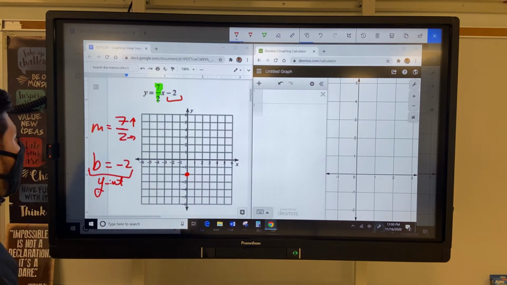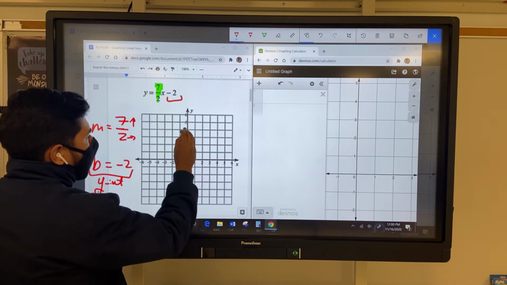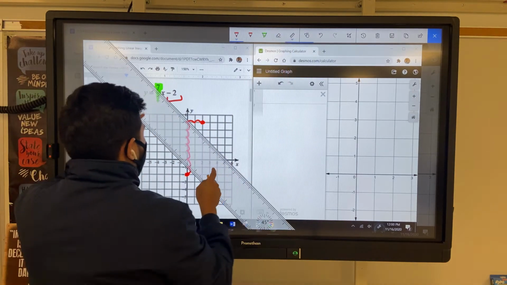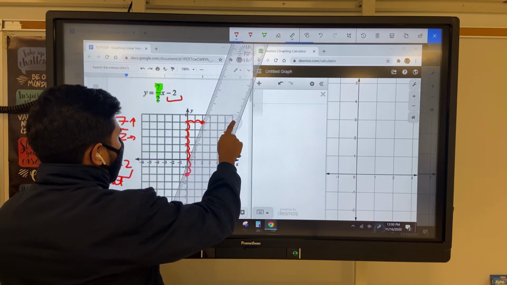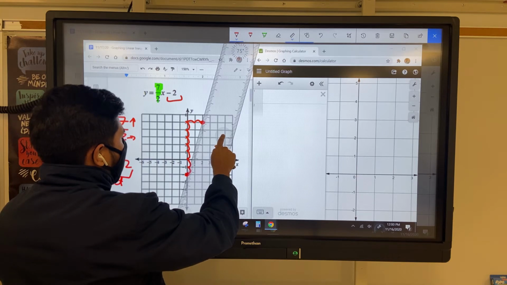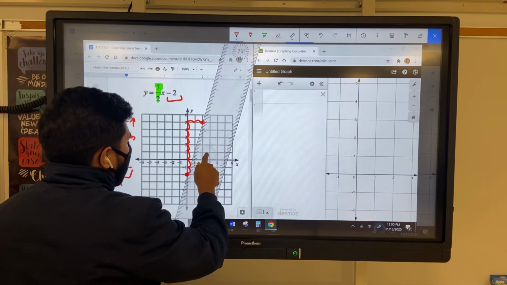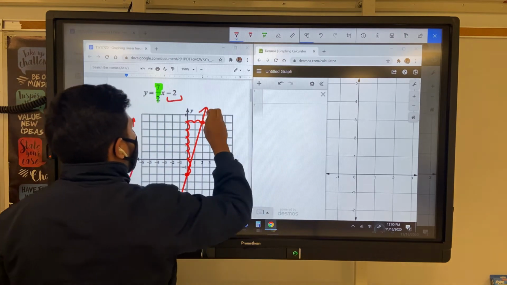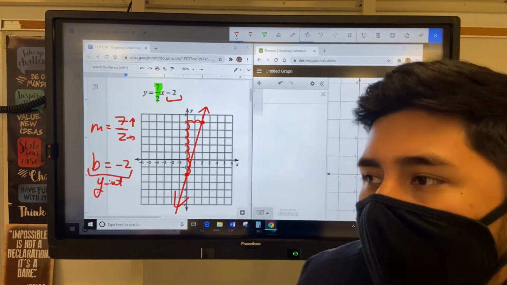I go up 7/2, so I start right here. 1, 2, 3, 4, 5, 6, 7/2. Boom. I put my beautiful ruler. Oh, it's not beautiful. Right there. And I draw my beautiful line. Boom, boom. And there's my line. That's a refresher since we should already know how to graph lines.